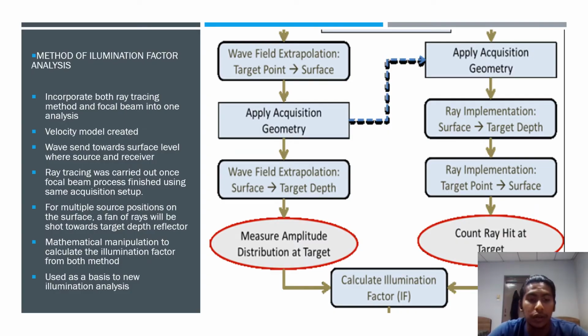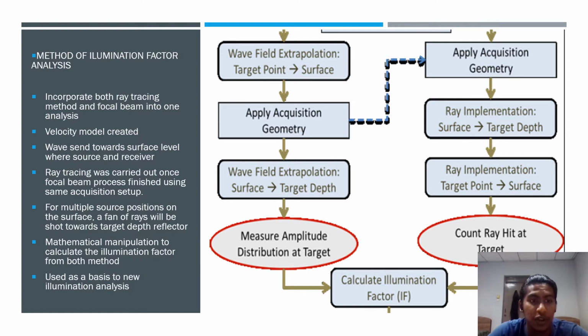So in order to incorporate both techniques into one analysis, an integrated workflow containing both elimination techniques is required. So before the analysis begins, a comprehensive velocity model will be built using the field velocity information obtained from the previous seismic data. A wave is sent towards the surface level where source and receiver are placed according to the 3D full acquisition design. So the outgoing wave then converges with the source and receiver, and once the focal beam process is finished, the ray tracing analysis was carried out by using the same acquisition setup as in the focal beam.